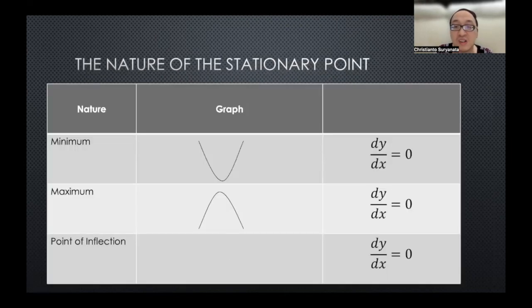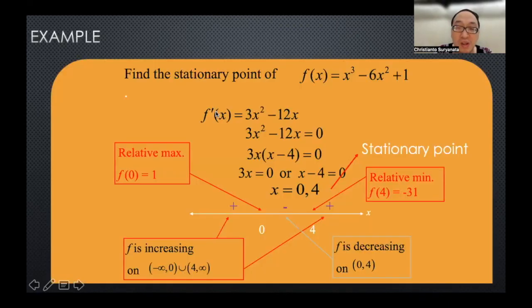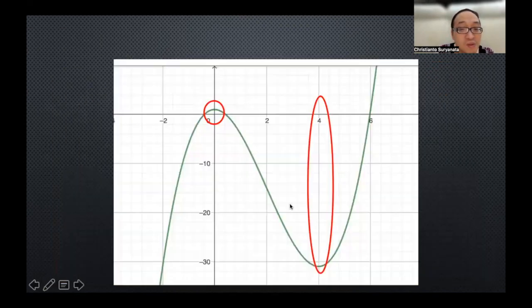If you see the example, the maximum point is at x equals 0, at (0, 1). And you see when x equals 0, the stationary point, the gradient before the stationary point is positive, and the gradient after the stationary point is negative. So this is a maximum, because it is increasing, positive here, 0, and then negative, decreasing. So this is a maximum point.